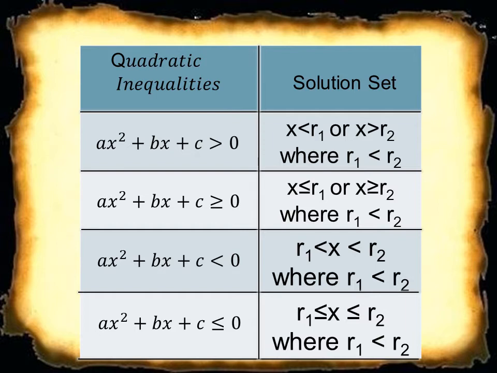Okay, for the fourth one, you have ax squared plus bx plus c is less than or equal to 0. So there is again an "or equal," but still less than. Just change the symbol in your solution set. Your solution set is x is greater than or equal to r sub 1, but less than or equal to r sub 2, where r sub 1 is less than r sub 2. You will take down notes of this table because we will use it as your guide. Okay, let's start.